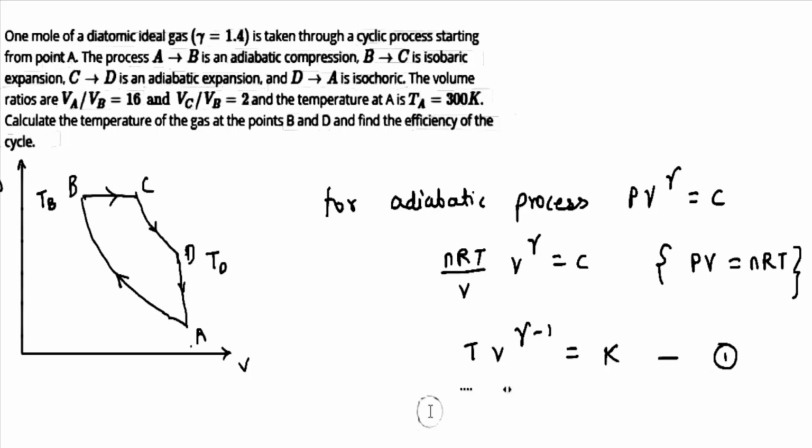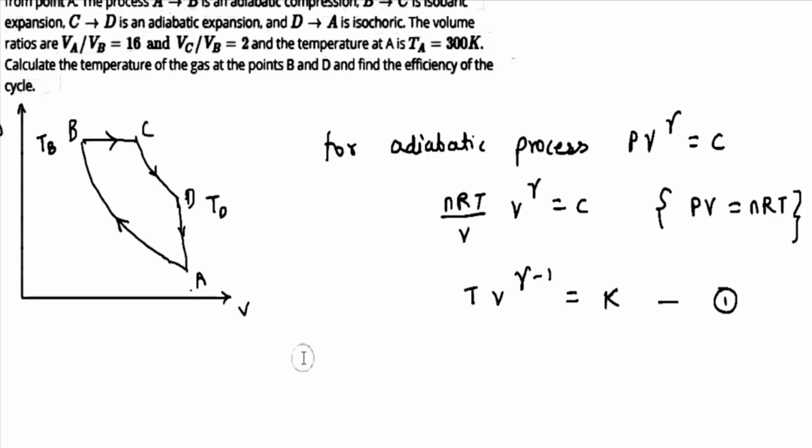Therefore we can write, from this, TB upon TA equals VA upon VB. Since the relation is inverse here, we are following the inverse relation. Now we have been given the ratio of VA by VB, so we will substitute this value and we will get the value of TB.